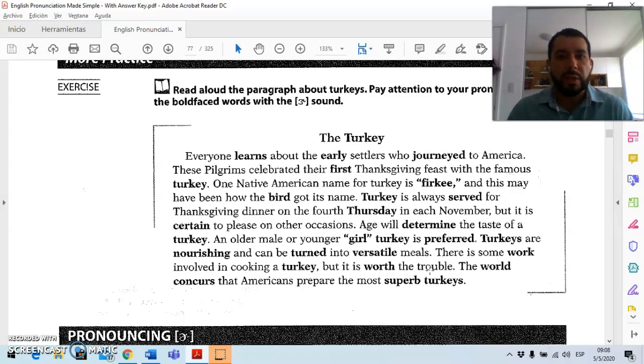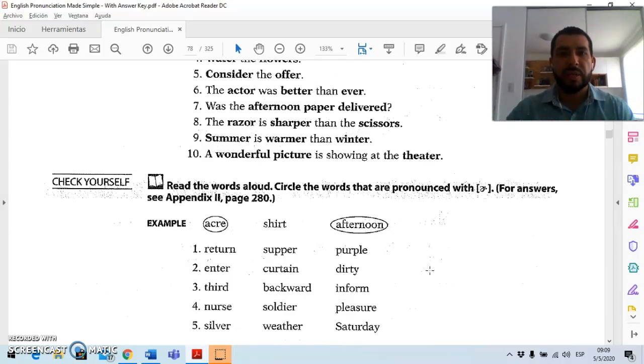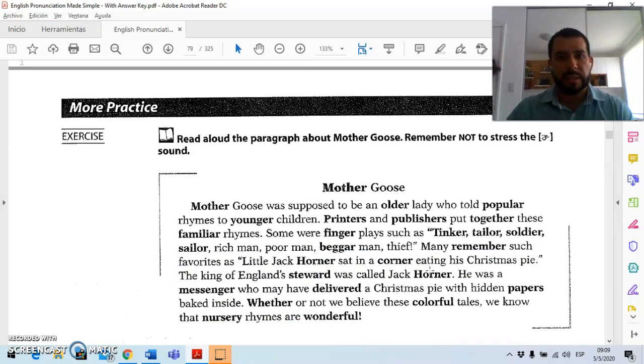An older male or younger girl turkey is preferred. Turkeys are nourishing and can be turned into versatile meals. You can also say versatile. There is some work involved in cooking a turkey, I can bet. But it is worth the trouble. The world concurs that Americans prepare most superb turkeys. Okay? And let me give you the second reading, which targets the other sound.